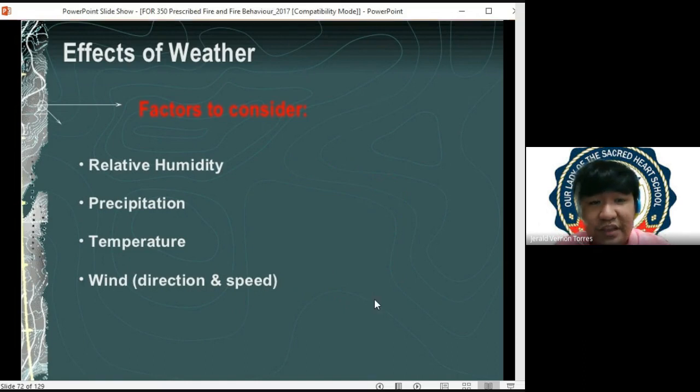So, ngayon, no, sabi ko nga sa inyo, may effect yung weather natin sa wildfires natin. So, there are things that we need to consider now when we are speaking of weather. So we need to consider humidity, precipitation, temperature, and yung wind.